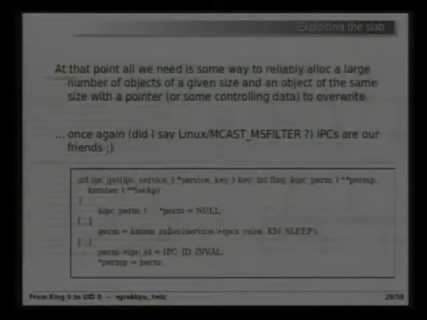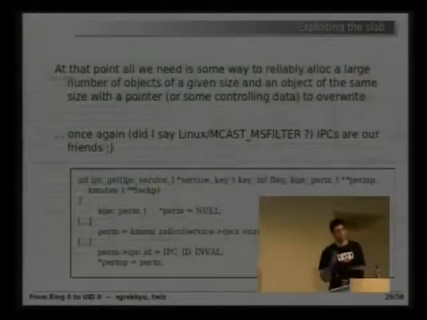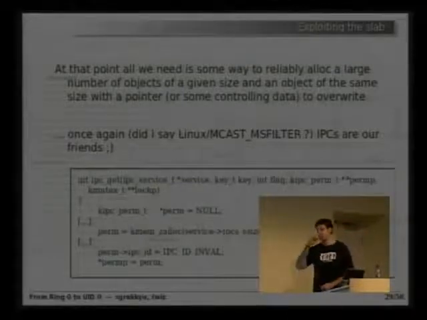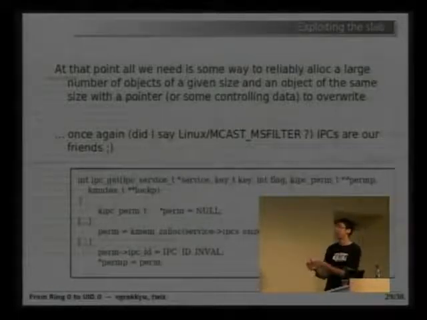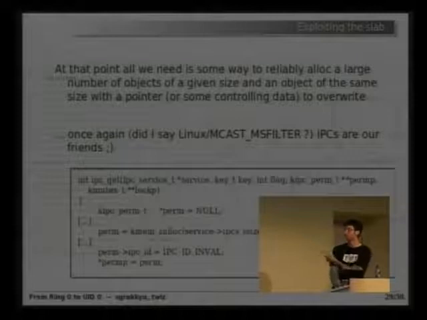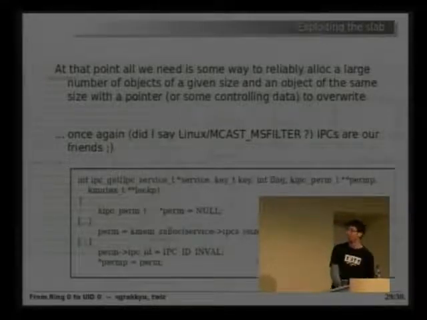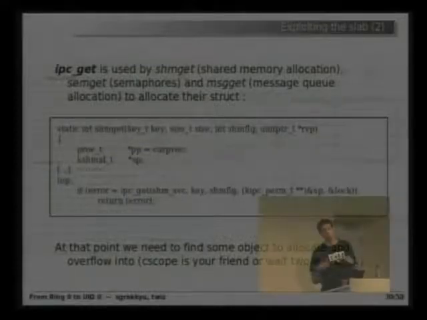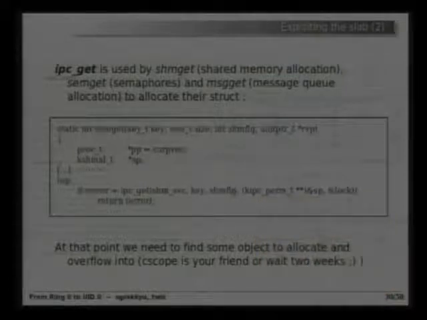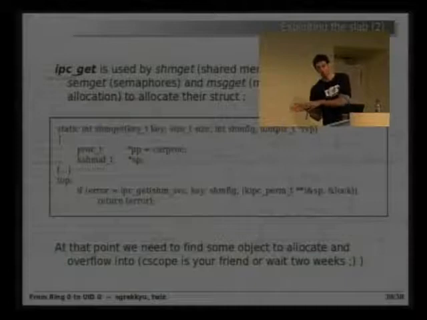At that point, what we need is to exhaust all the possible objects which are there. And to do that, what you basically need is just some way to allocate a large number of objects. The solution is using the IPC services. You can use IPC get to allocate a large number of objects from inside the kernel, and so exhaust the slab. The only thing you need now is some object that you want to overflow into, some object with a pointer. We don't have enough time here to go into this one. Just wait two weeks and an exploit will be released and you will see it.